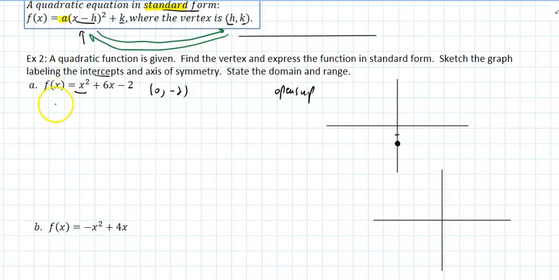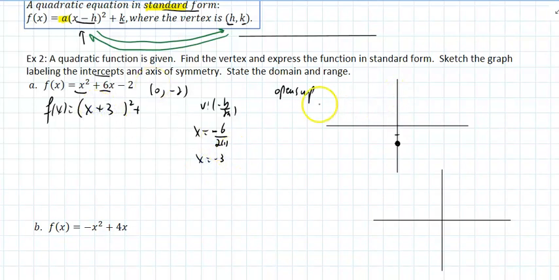Now comes the tricky part. Well, what is the vertex? I don't know what's going to go there. How does that work? I could complete the square, or I could use this new trick. I could say the vertex is negative b over 2a. So x equals negative 6 over 2 times 1. The x-coordinate of the vertex is negative 3.